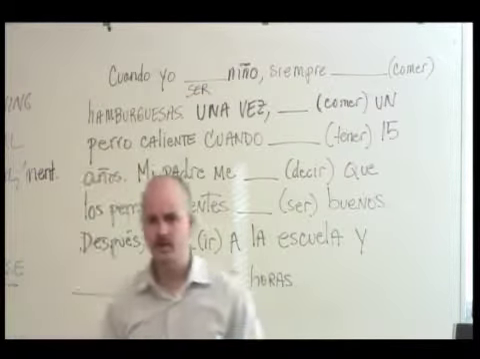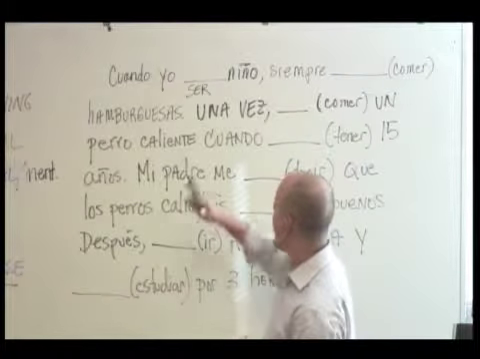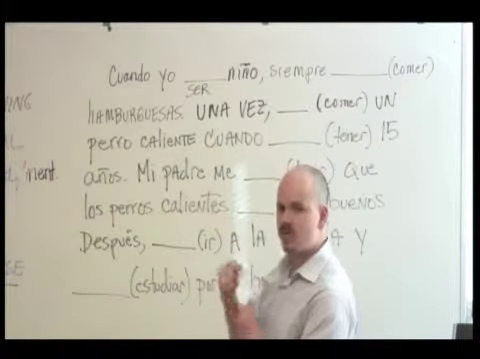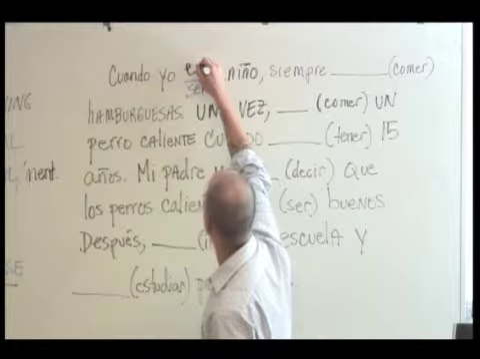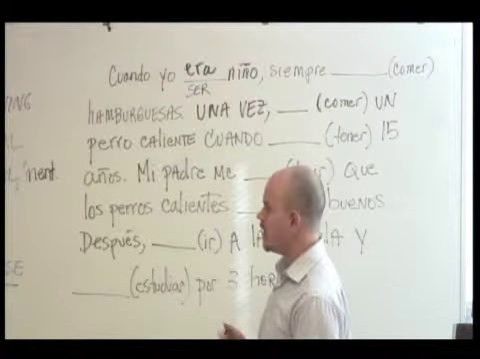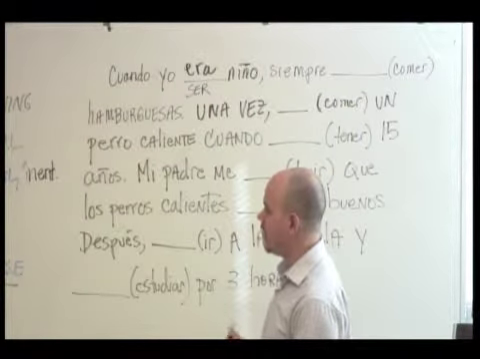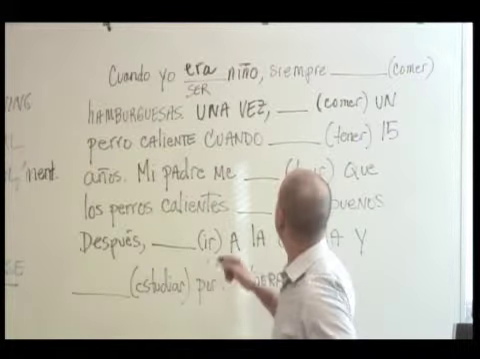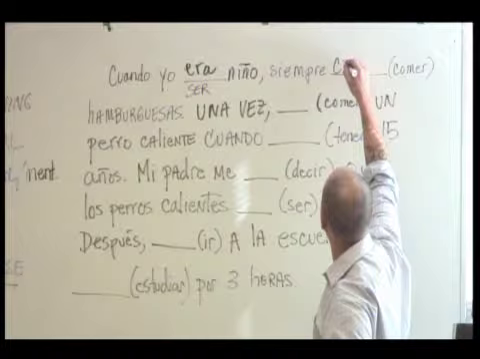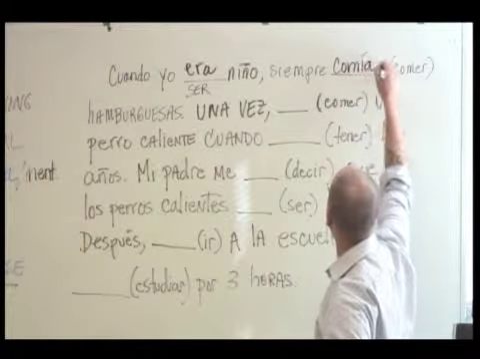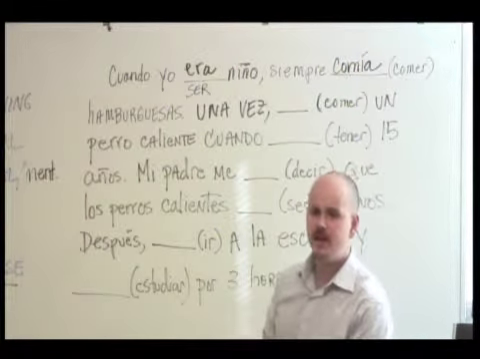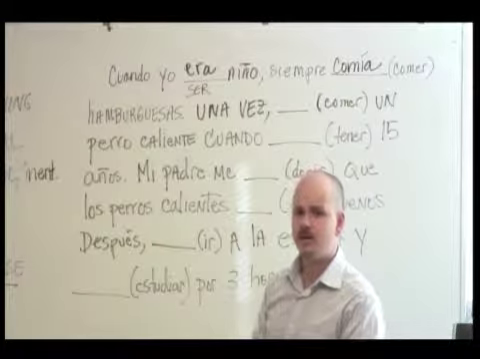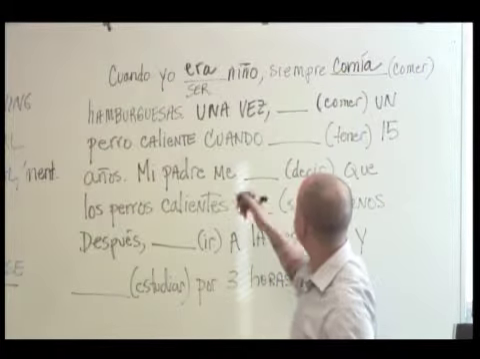Okay, so hopefully you've done this by now. Looking at this. This first one should be era. Cuando yo era niño. Okay, we can think about this as time and age, right? We're also sort of setting the scene. Siempre comía hamburguesas. Once again, the imperfect, because here we're talking about a repeated or habitual action.